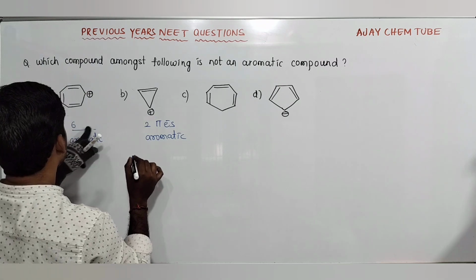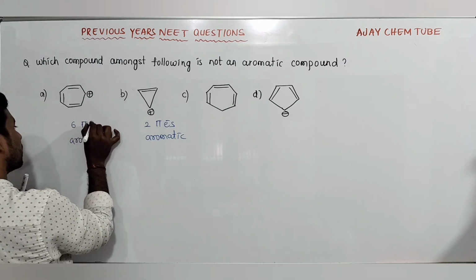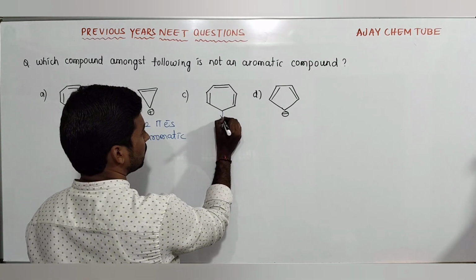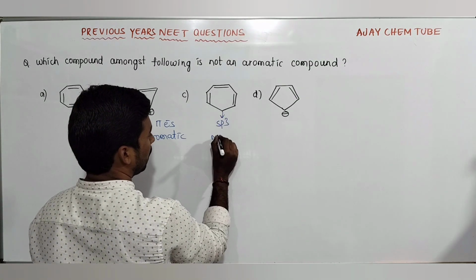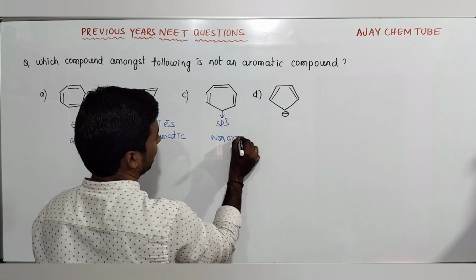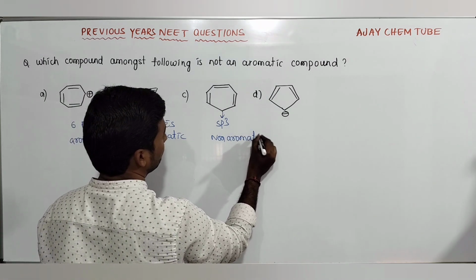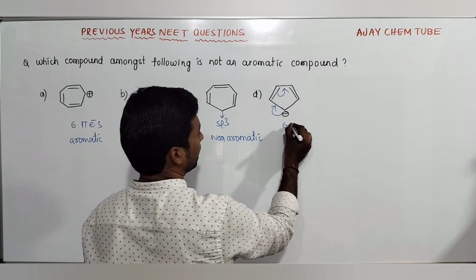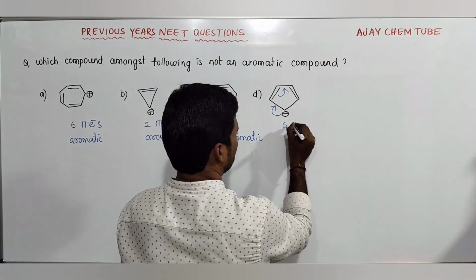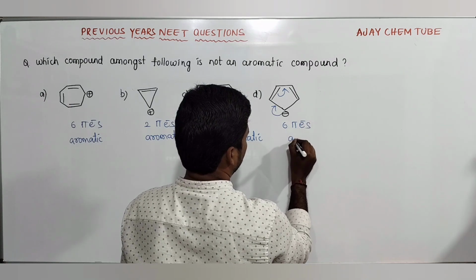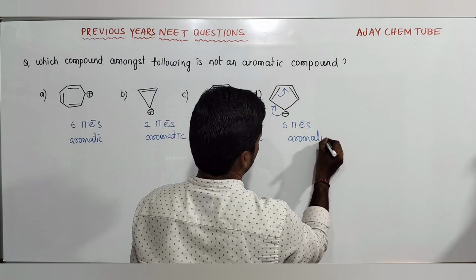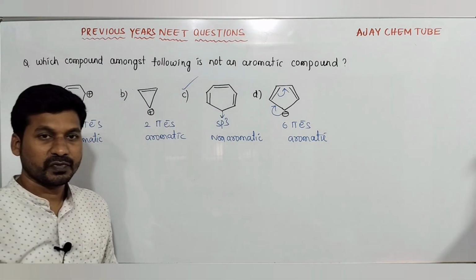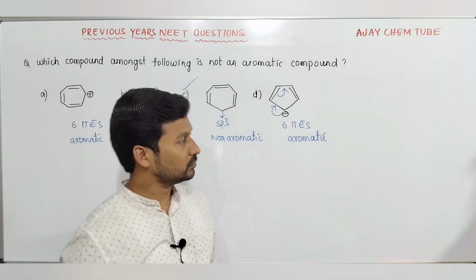Here how many pi electrons? 6 pi electrons in conjugation. But if you see here, this is sp3 carbon. sp3 carbon means not aromatic. This is a non-aromatic compound. Here how many pi electrons? 6 pi electrons. That's why this is also aromatic. Therefore, the answer is: this one is not aromatic. Aromaticity is important for NEET questions. Take this one.